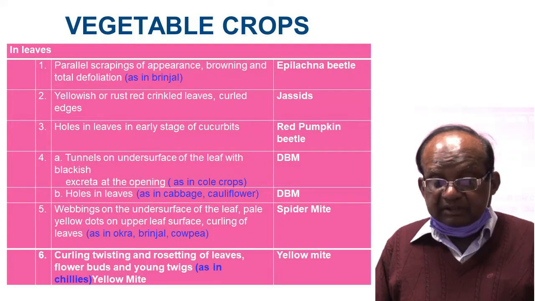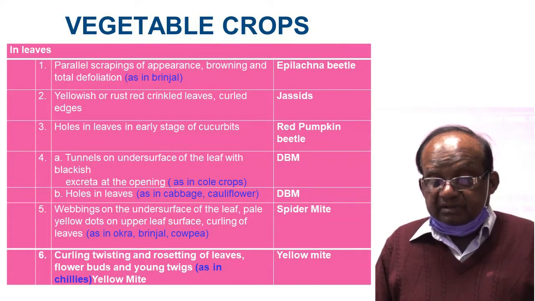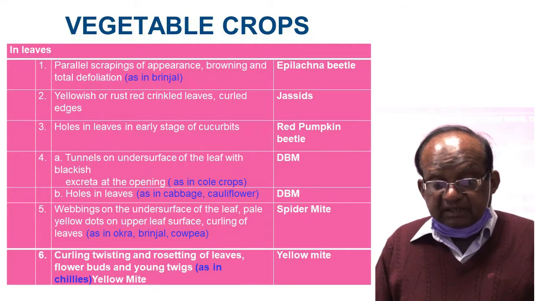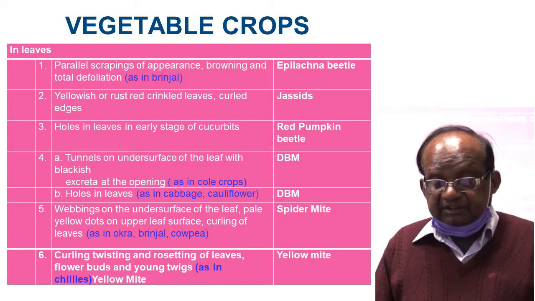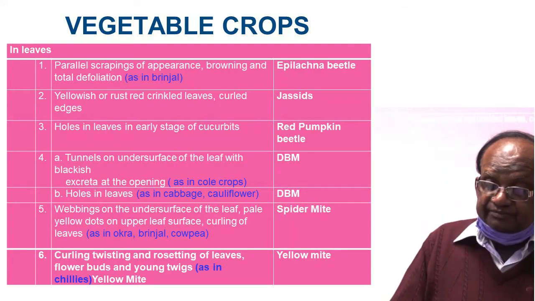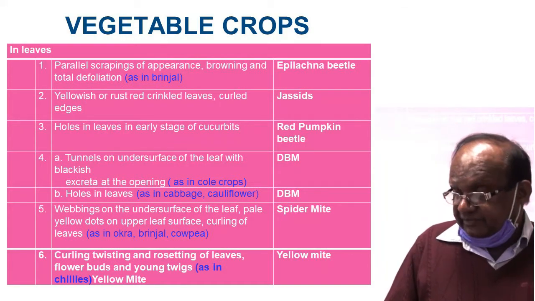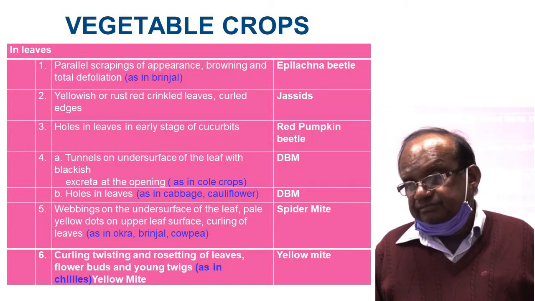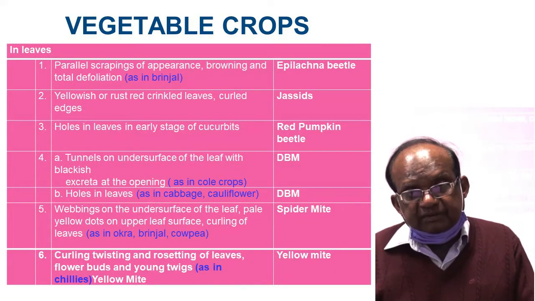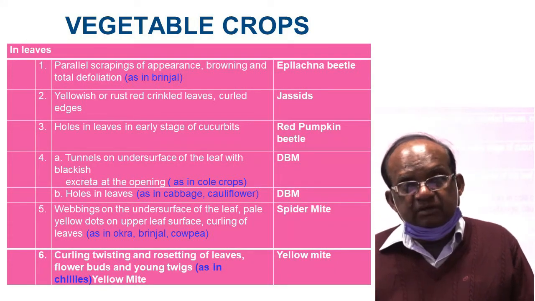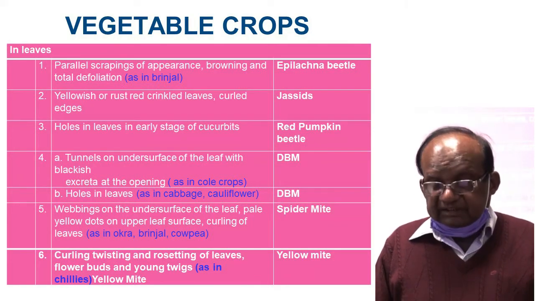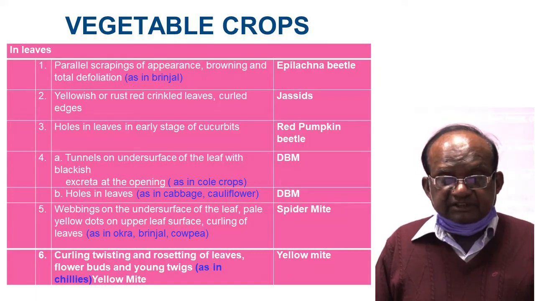Then wavings on undersurface of leaves, pale yellowish dots on the upper surface, curling of leaves, as in case of okra, brinjal, cowpea, French bean, etc., show the attack of spider mite. As you know, aphid attack is maximum observed in winter season, and reverse to this, mite attacks are observed in the summer season or before summer, spring season also, or post-monsoon season. And the highest attack of spider mite takes place in summer season.